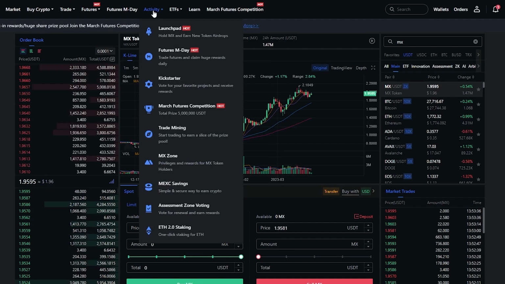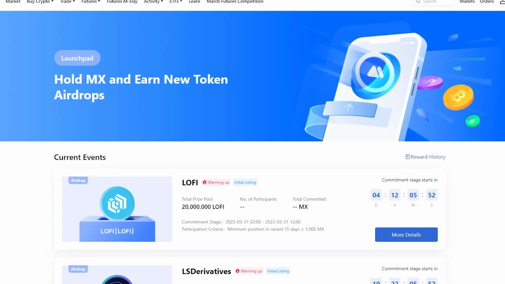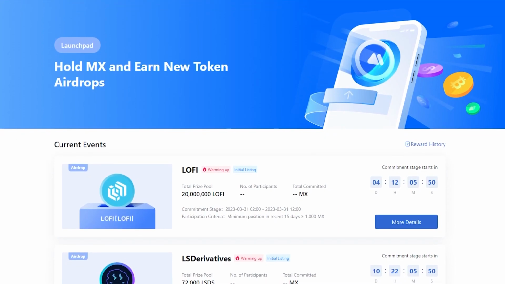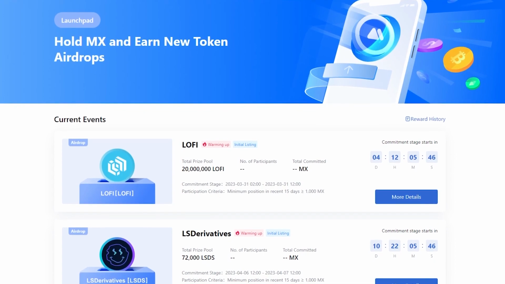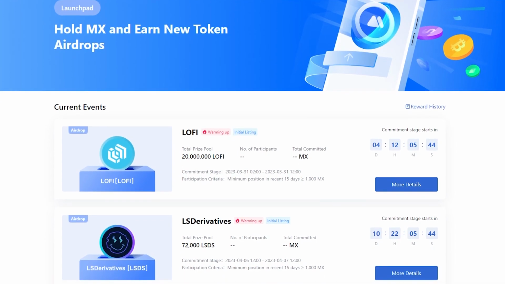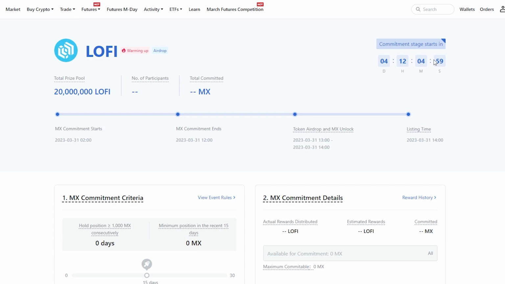After purchasing the Mexc tokens, select the launchpad from the activity option. There are currently 3 projects to launch and you can check your earnings through the reward history. Now would be a little late to join these events, but there will always be new ones. Here, for example, let's look at the Lo-Fi project. This page is where you can read the project info, event requirements, participation deadline, and the total number of allocations and participants and committed Mexc tokens.